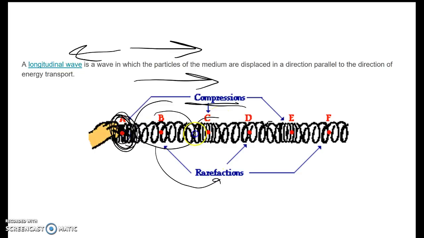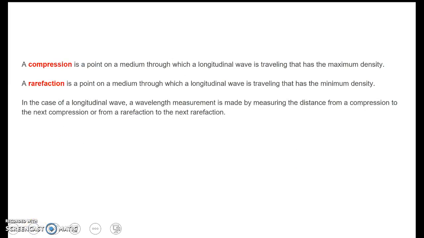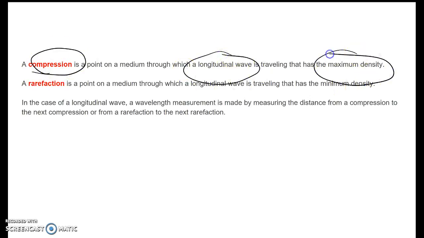So we have compressions and rarefactions in longitudinal waves, as opposed to crests and troughs, as we see in the transverse waves. So a compression is a point where the longitudinal wave has maximum density, where everything is compressed together. A rarefaction is where the longitudinal wave has the minimum density, where they are more spread apart.